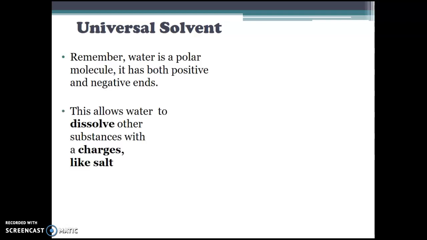Water is also a really good solvent. Remember, it's positive on one side and negative on the other. So it will attract to anything that has a charge. Positive, negative, or even other polar molecules. This allows water to dissolve lots of other substances, anything that has a charge.